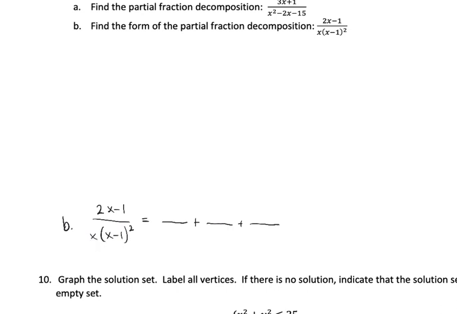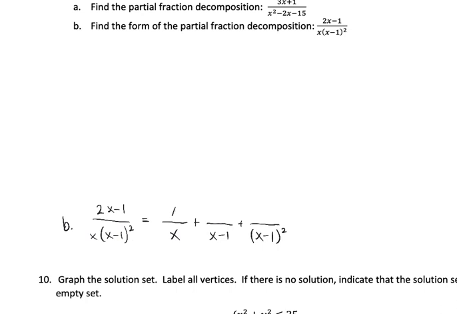So when we have a repeated factor, what we learned in section 5.3 is that you have to write this repeated factor as many times as it repeats. So if it repeats twice, we have to write it twice. And each time you write it, you have to increase the exponent by 1. So the first time we wrote it, x minus 1 here, that just had an exponent of 1. So then the next time we write it, we have to increase the exponent to an exponent of 2, which matches the one we started with.